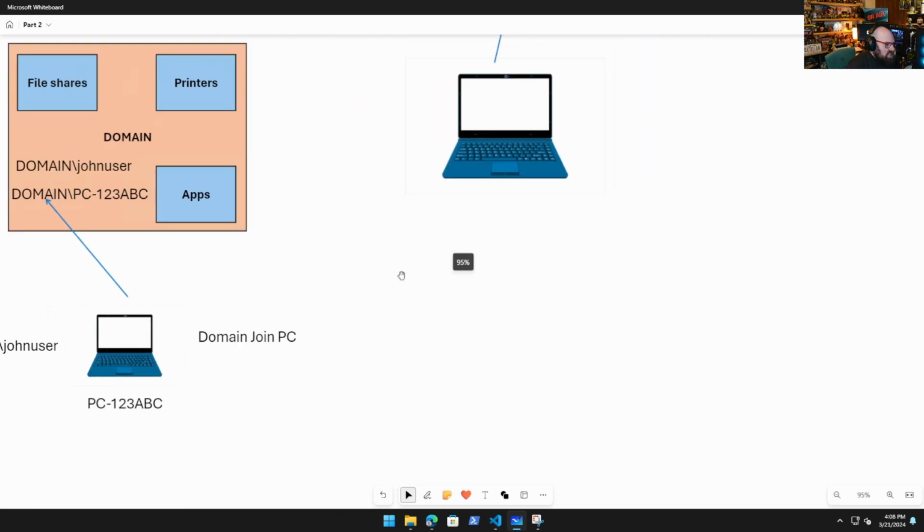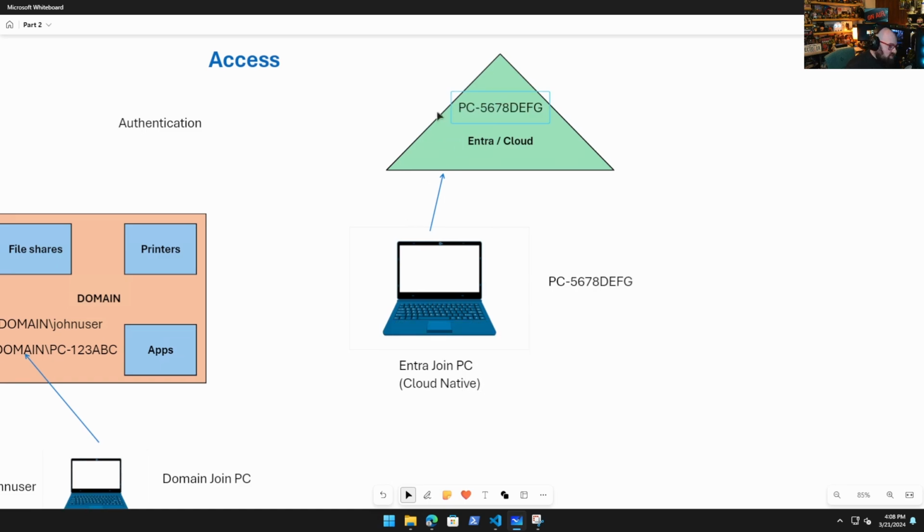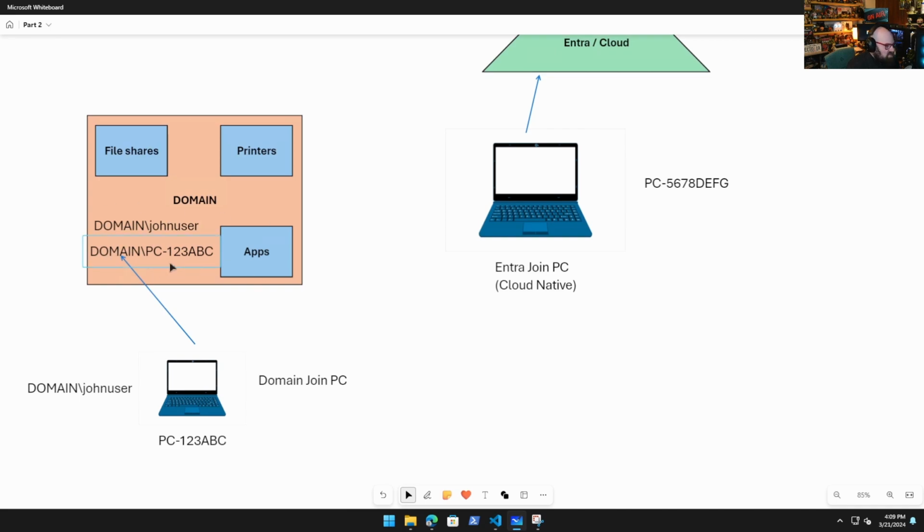But now when the PC is joined to Entra, and let's just call this what it is, this is an Entra join PC, also known as, you guessed it, Cloud Native. Entra certainly knows about the PC because it's joined to Entra, but the domain has no idea that it's there. The key thing I think most folks miss when we talk about a cloud native PC is we're not saying to get rid of Active Directory. In fact, your Active Directory domain is going to be there for the foreseeable future. It's the user that exists in both places.